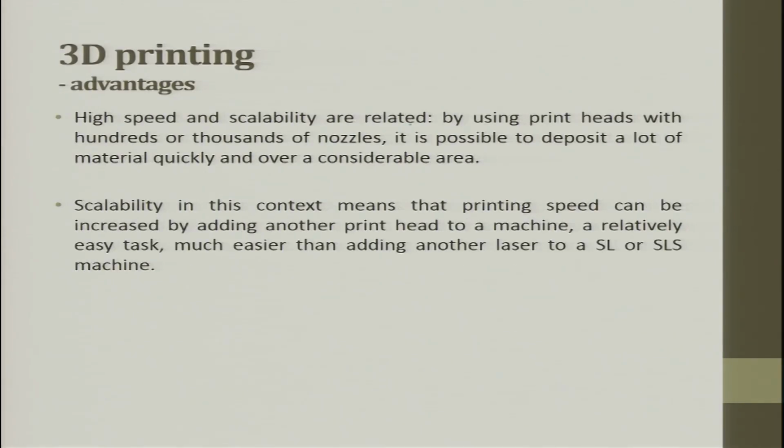High speed and scalability are related. By using a printing head with hundreds or thousands of nozzles, it is possible, whereas in an extrusion process, it is only one nozzle. So here you can have hundreds of nozzles. It is possible to deposit a lot of material quickly and over a considerable area. Scalability in this context means that printing speed can be increased by adding another printing head to the machine, a relatively easy task, much easier than adding another laser in SL process or SLS process machines.